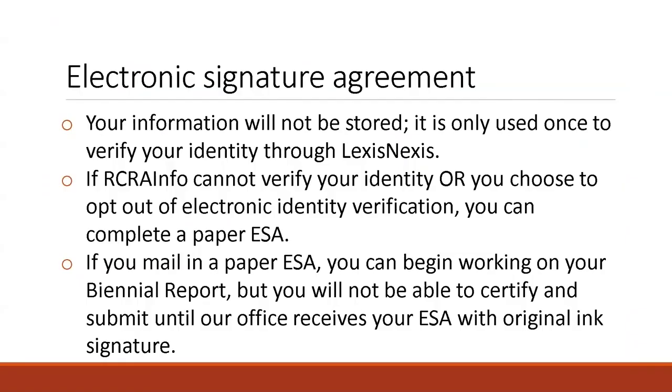So if you need to mail in your paper electronic signature agreement, you can start working on filling out your report, but you won't be able to electronically sign and submit it until I actually receive that electronic signature agreement that's printed out on paper with an original ink signature. And then I have to go into the system and say, yes, I received this. And then you'll be able to certify and submit your report.